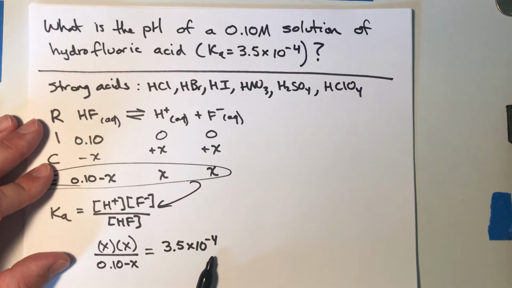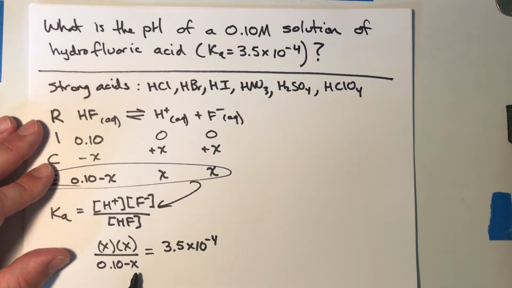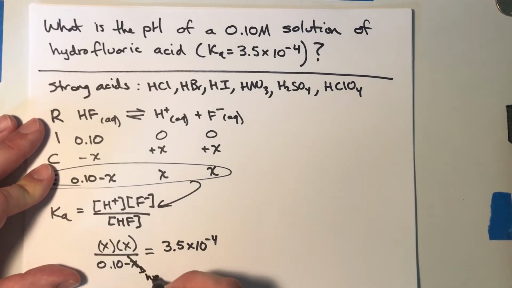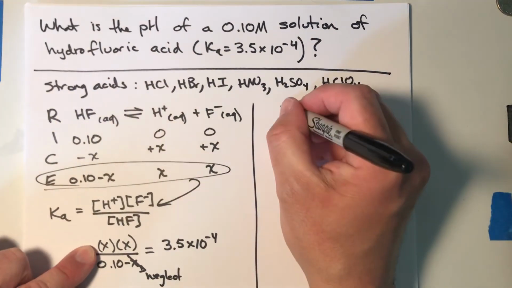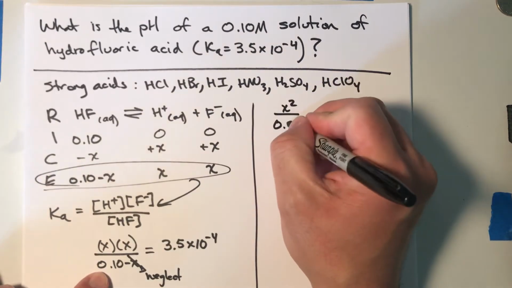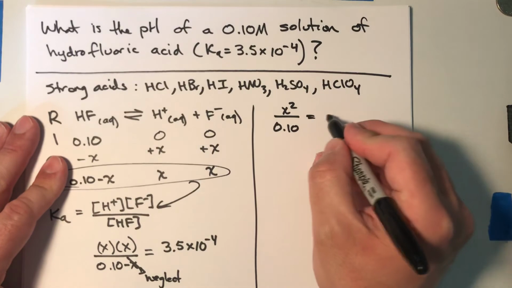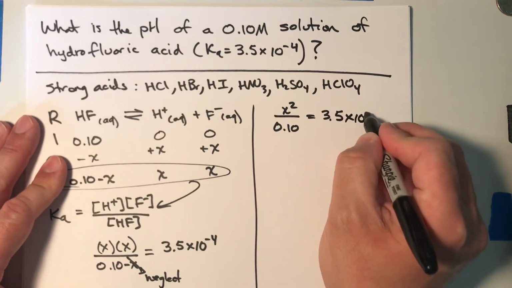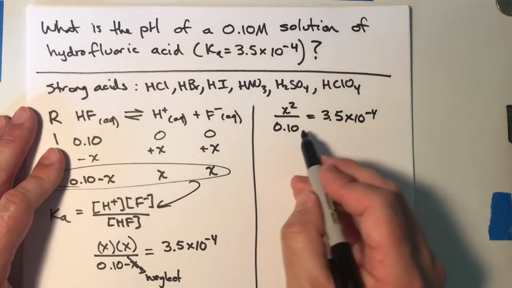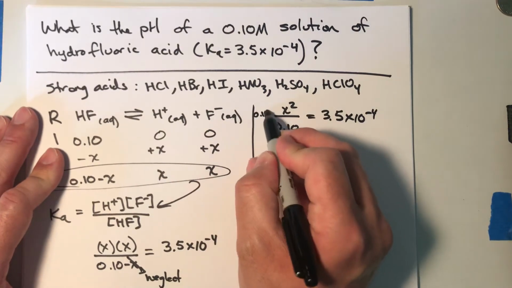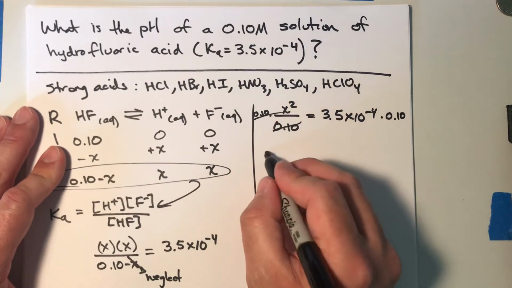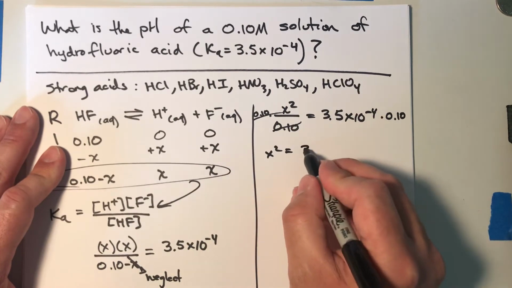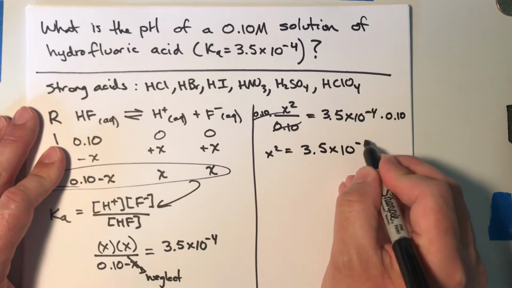Because that Ka value is pretty small, it's less than 10 to the minus 3, we're going to go ahead and assume that these X's that are added and subtracted are small enough to neglect. So we're going to neglect that guy. And then we'll come over here, finish up the math. So simplifying, up top we've got X squared. That's over 0.10. And that's all equal to 3.5 times 10 to the minus 4. Now we're going to multiply both sides by the 0.10, or you can think of it as cross multiplication, whatever one makes more sense to you. So now we have X squared equals 3.5 times 10 to the minus 5.